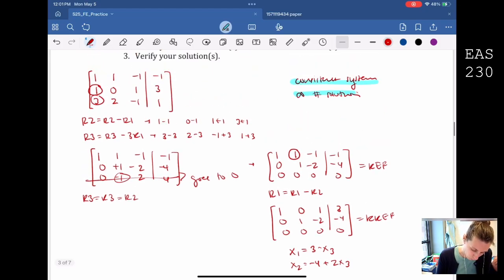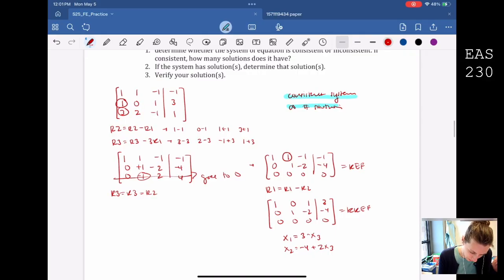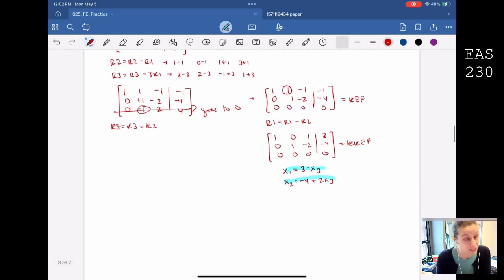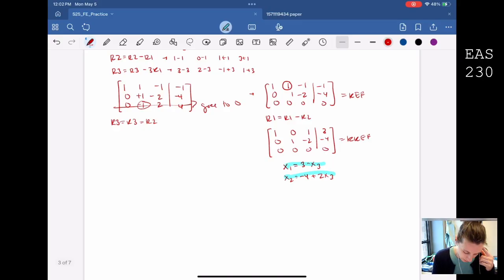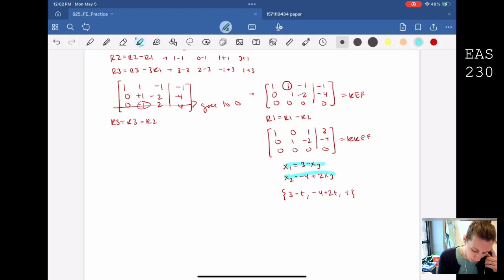Okay, so determine that solution. Here's my solution. This is sufficient. You can also write it with an arbitrary parameter, but it does not say to. If it did, I would rewrite it as 3 minus t, negative 4 plus 2t, and t, where t is my arbitrary parameter for x3. Okay. It does say verify your solution.